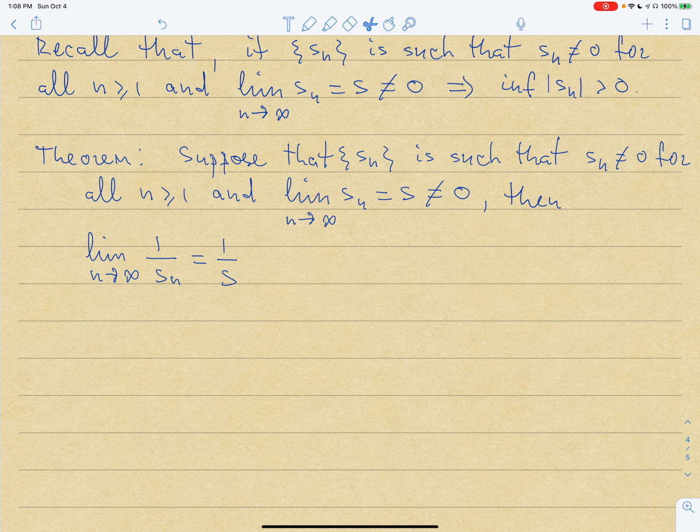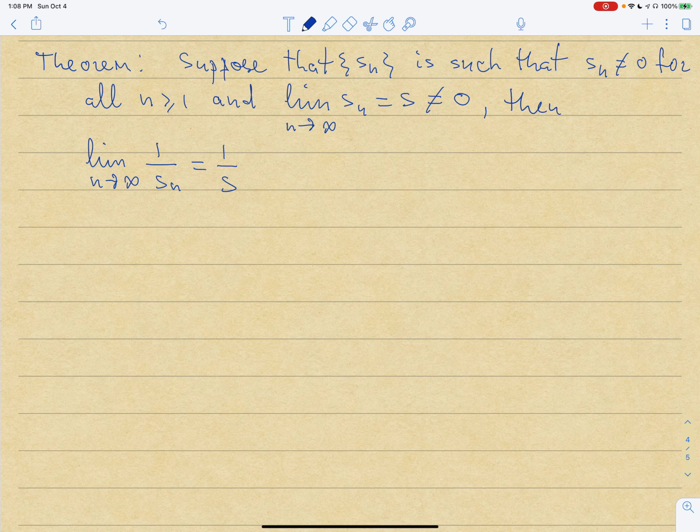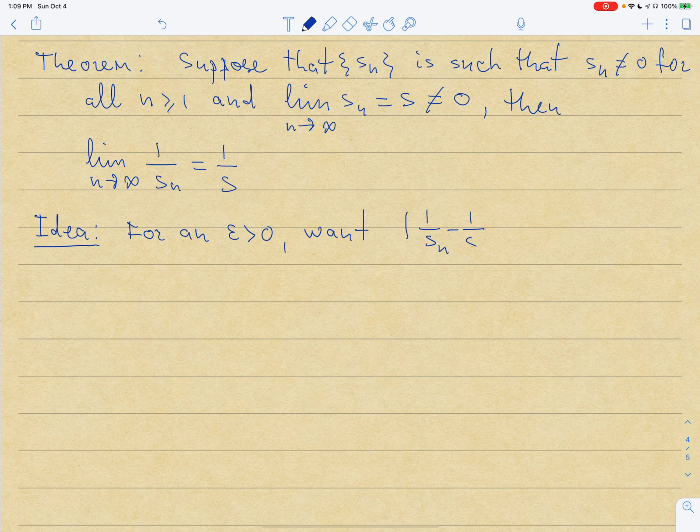Okay, so which seems to make sense, right? Because if Sn is not equal to 0, then 1 over Sn is going to be defined for all n. And if S is not equal to 0, I would expect that the limit is equal to 1 over S. So let's first outline the idea of the proof again. So what do we want? We want, for any epsilon greater than 0, absolute value of 1 over Sn minus 1 over S to be less than epsilon.